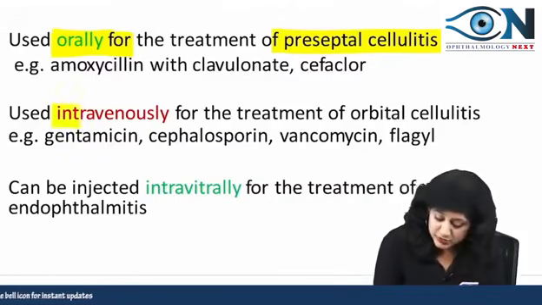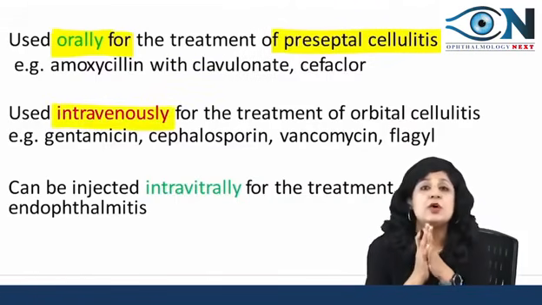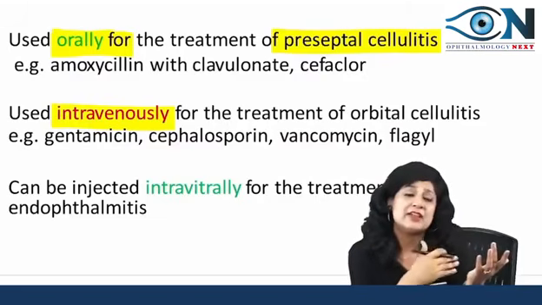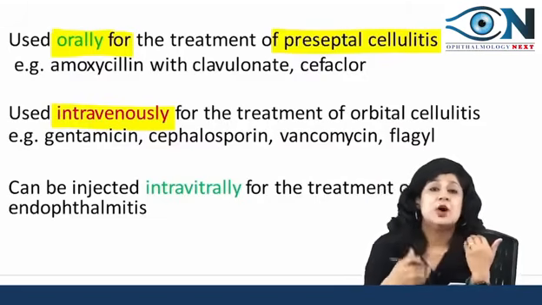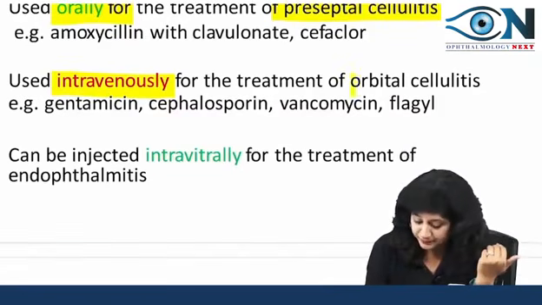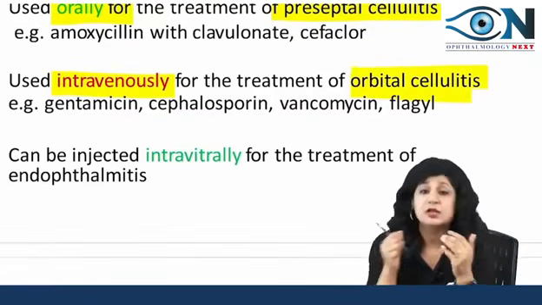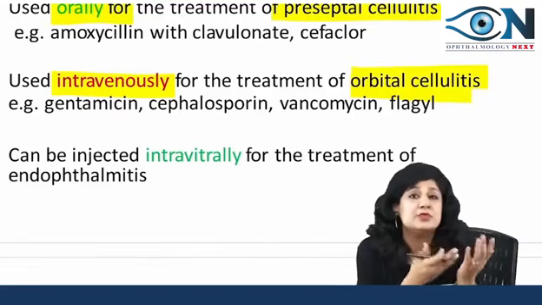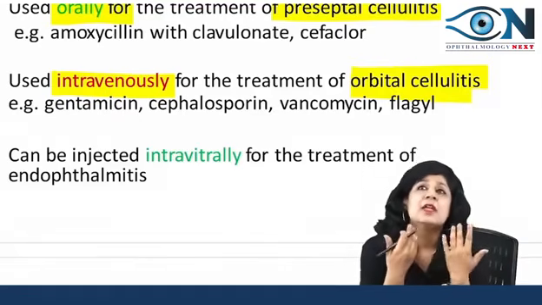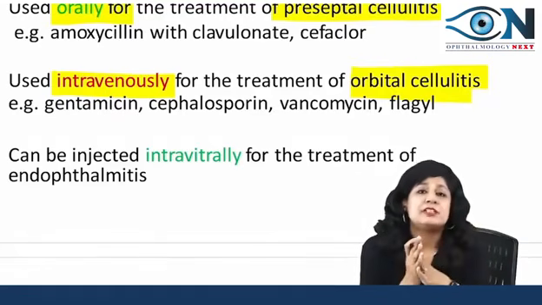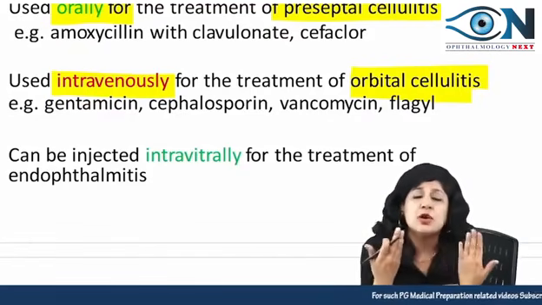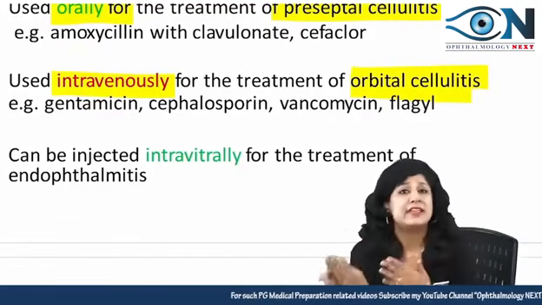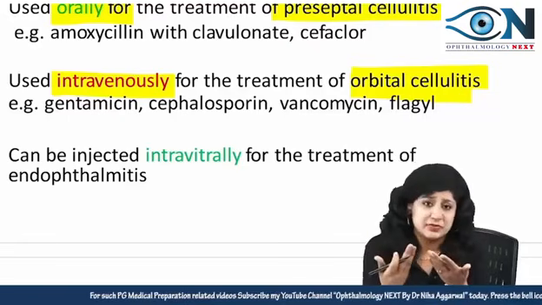Then we also use them intravenously. Orally we use them for the less severe, that is preseptal cellulitis. When you have even more severe disease like orbital cellulitis, we can give it intravenously, and at times with orbital cellulitis we also give it orally and IV, because many times you do not know exactly and you cannot take that chance, so you start the empirical treatment.